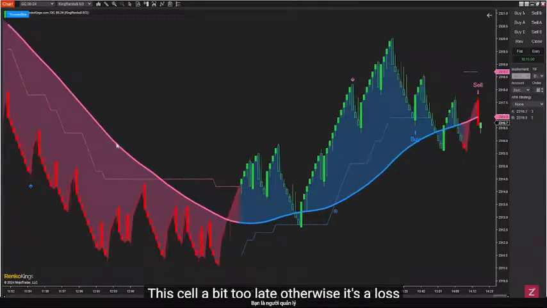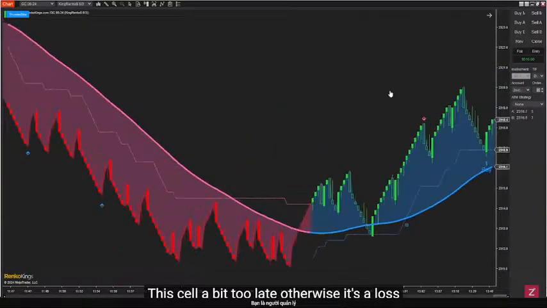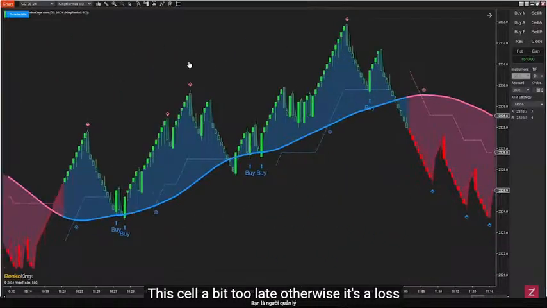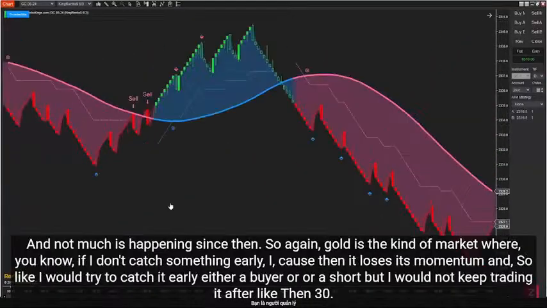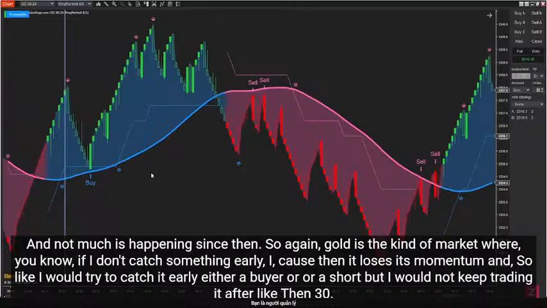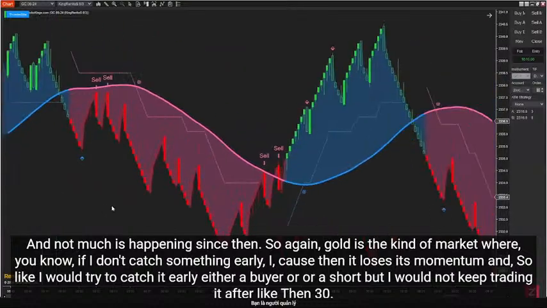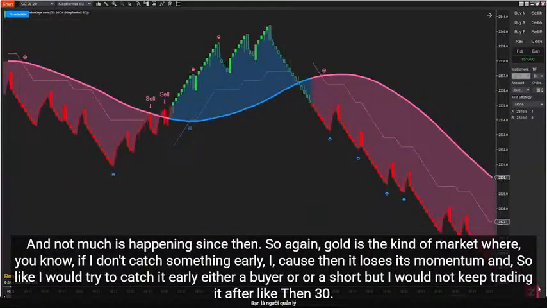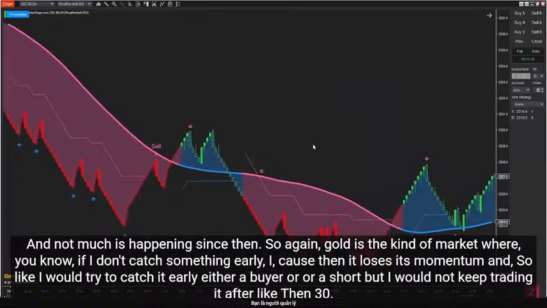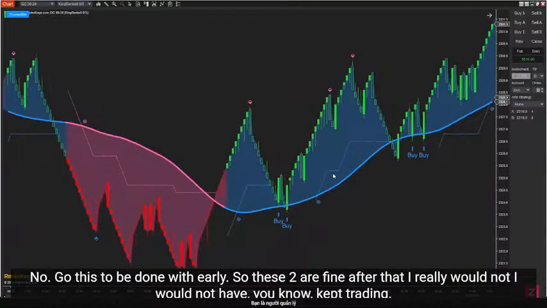So again, gold is the kind of market where, if I don't catch something early, it loses its momentum. I would try to catch it early, either a buy or a short, but I would not keep trading it after like 10:30. No, gold is to be done with early. So these two are fine. After that, I would not have kept trading. Even though this long is still fine, I would not even trade that. This would have been the last trade I would have taken.